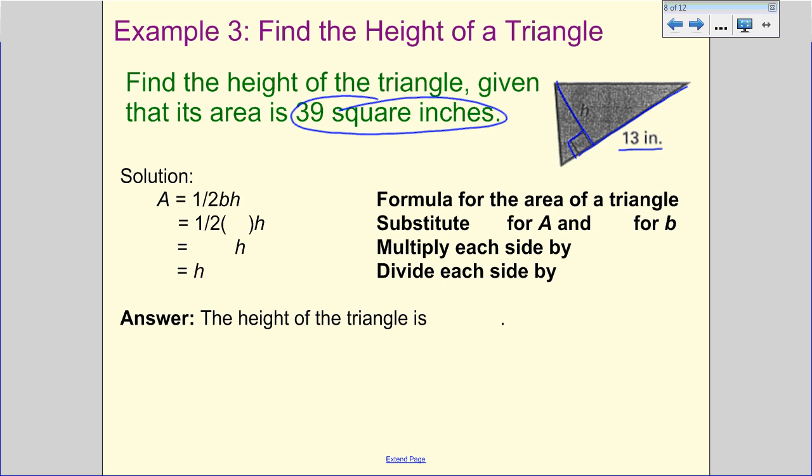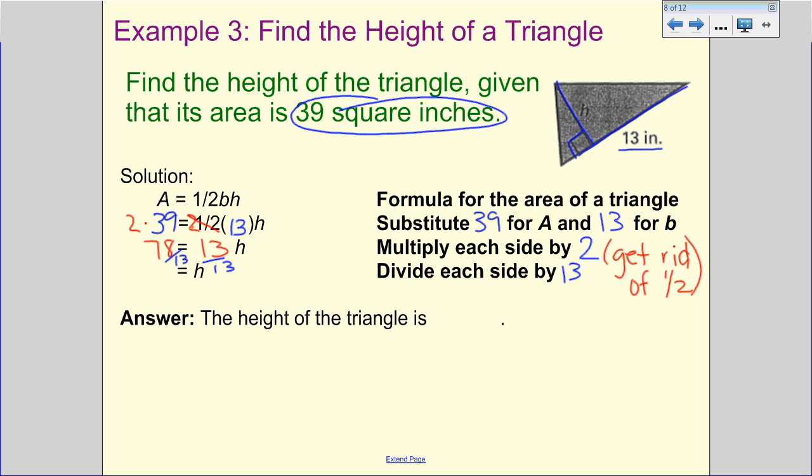So we start off with our formula for area. We're going to substitute 39 for the area, because that's what the area was, and we're going to substitute 13 for the base. The first thing you're going to do, ladies and gentlemen, is get rid of your fractions. We're going to multiply by 2, and that's to get rid of 1/2. That cancels that out. Multiply by 2 there, and I'm going to have 78 is equal to 13h. We're going to divide each side by 13.